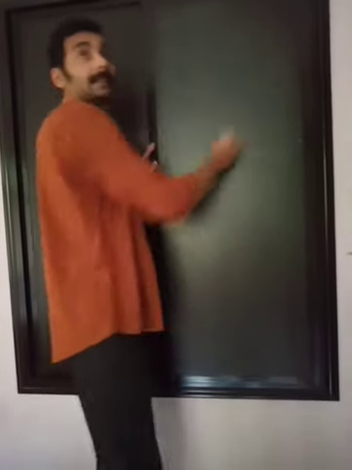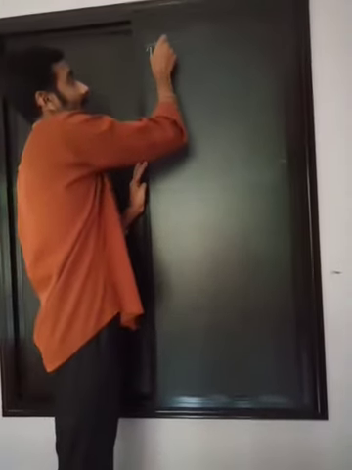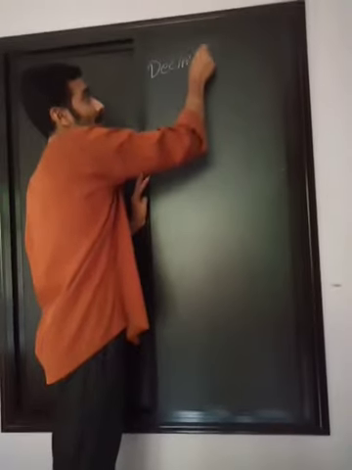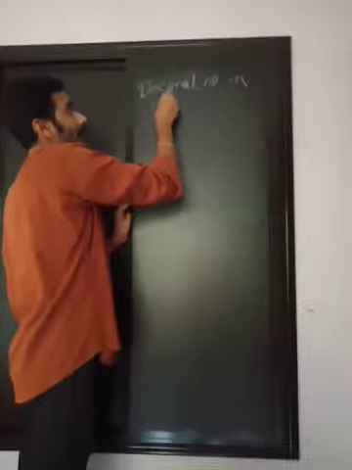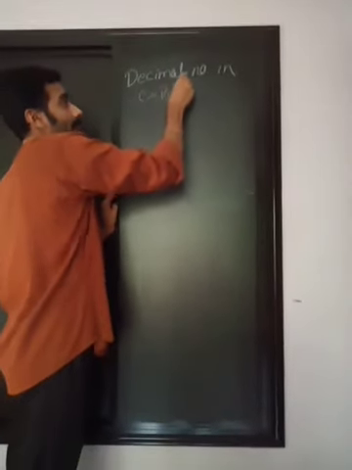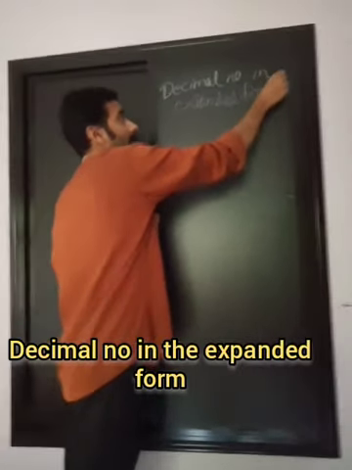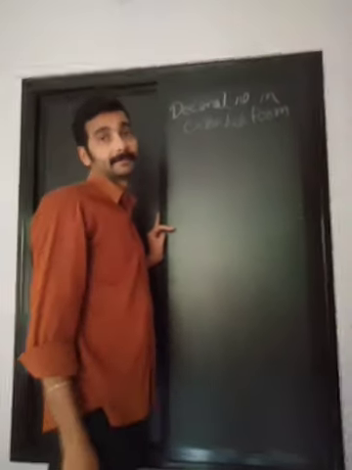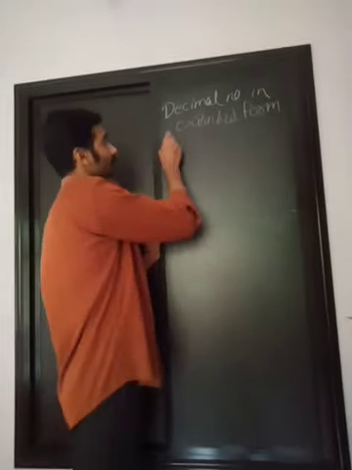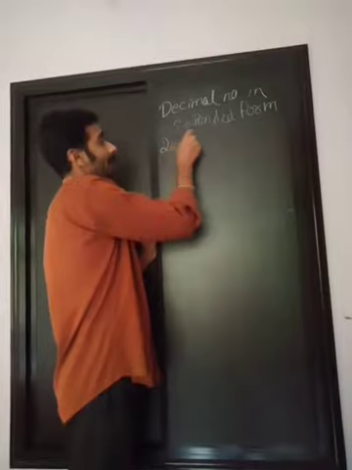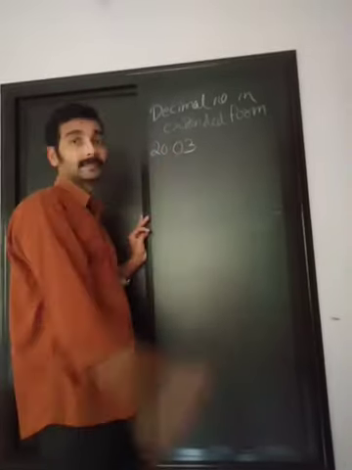Okay. Then another topic we discuss is decimal numbers in expanded form. These are very important types of questions in this chapter. Okay, the first question is 20.03.